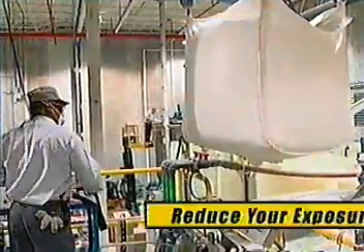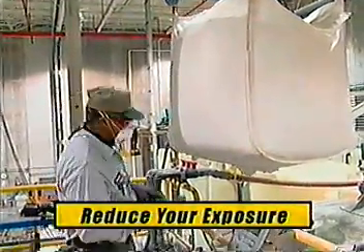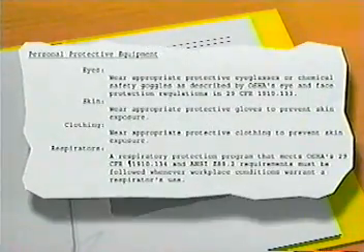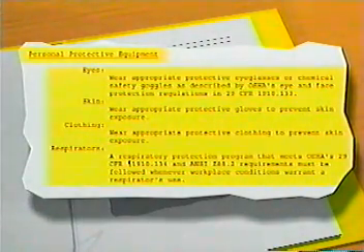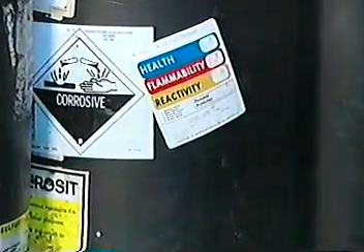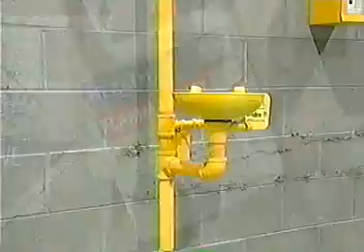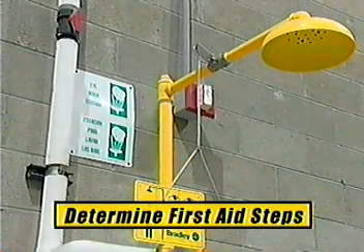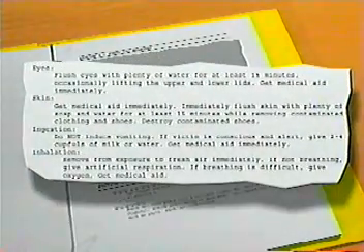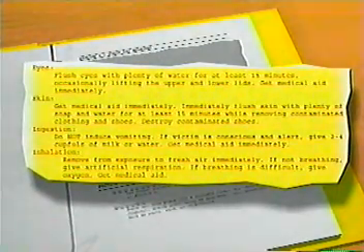Second, find out how to keep your exposure to the hazardous chemical to a minimum. The Exposure Controls and Personal Protection section of the MSDS will list the personal protective equipment needed to safely handle the chemical. This information can also be found on certain chemical warning labels. Third, determine what first aid steps are necessary in the event you are exposed to the chemical. The First Aid Measures section of the MSDS will list the first aid procedure to follow in the event of exposure with the chemical.